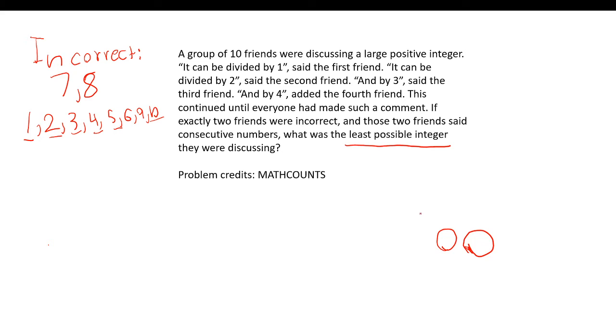So we can just place a 9 here. And the divisibility rule for 3 is if the sum of the digits is divisible by 3. 9 is divisible by 3. 2 and 3 are divisible by this number, so 6 has to be. And we've built 900 as a possible case, right? We want the least possible number they were discussing, however.